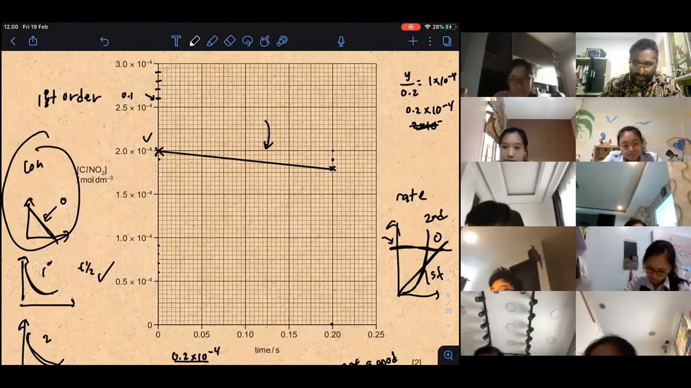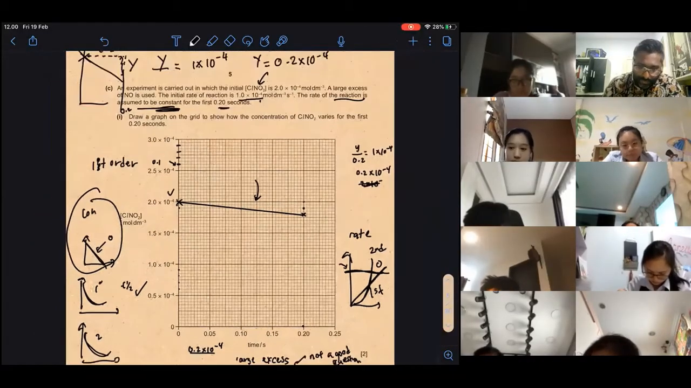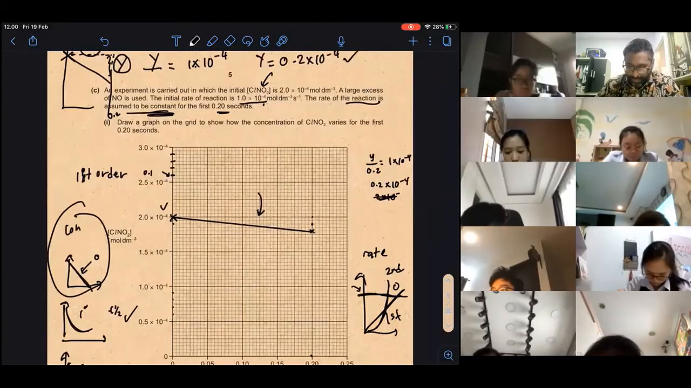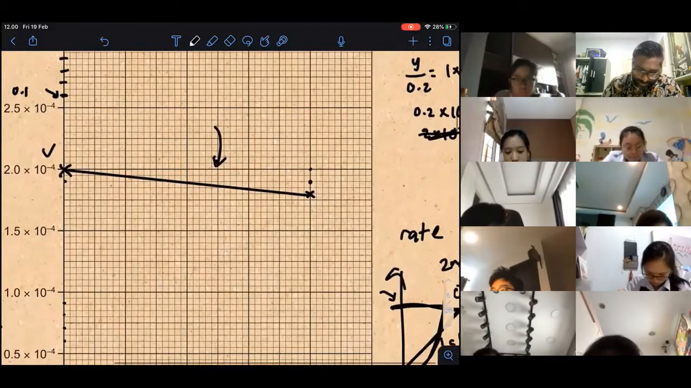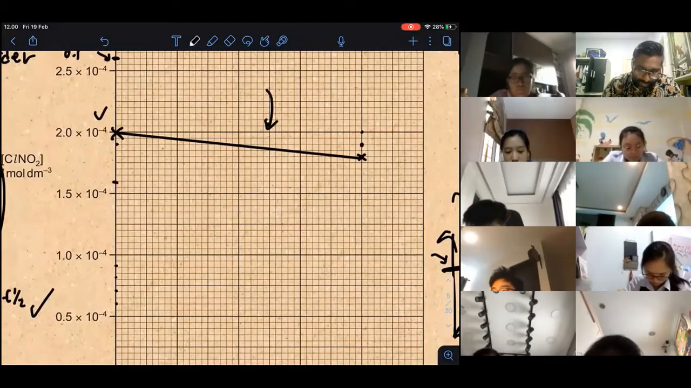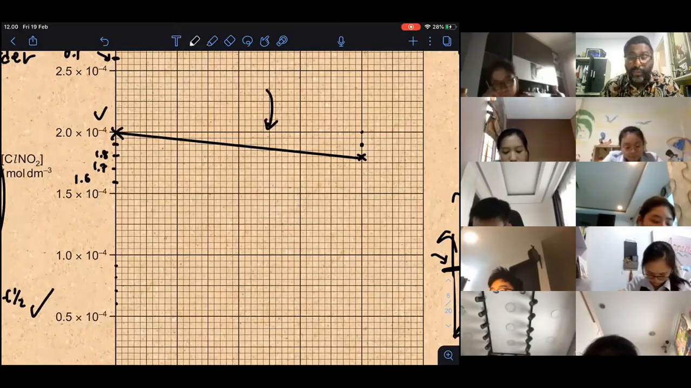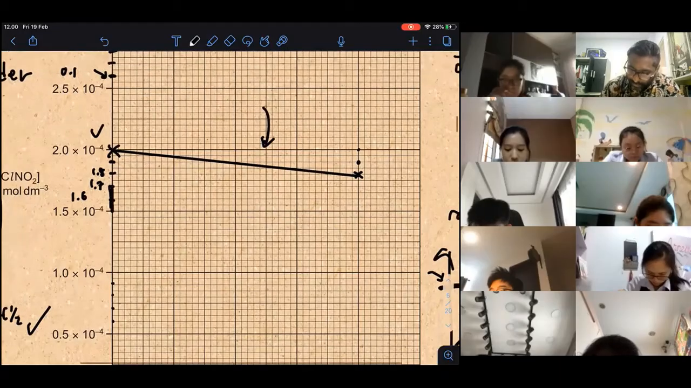So that I get something similar to this one, 0.2, and the y I found out is 0.2 times 10 to the power of negative 4. So why is that? Please take note, every two boxes is 0.1. So 1.6, 1.7, 1.8, 1.9, and 2. So I want 0.2, so I need a total of 4 boxes here.